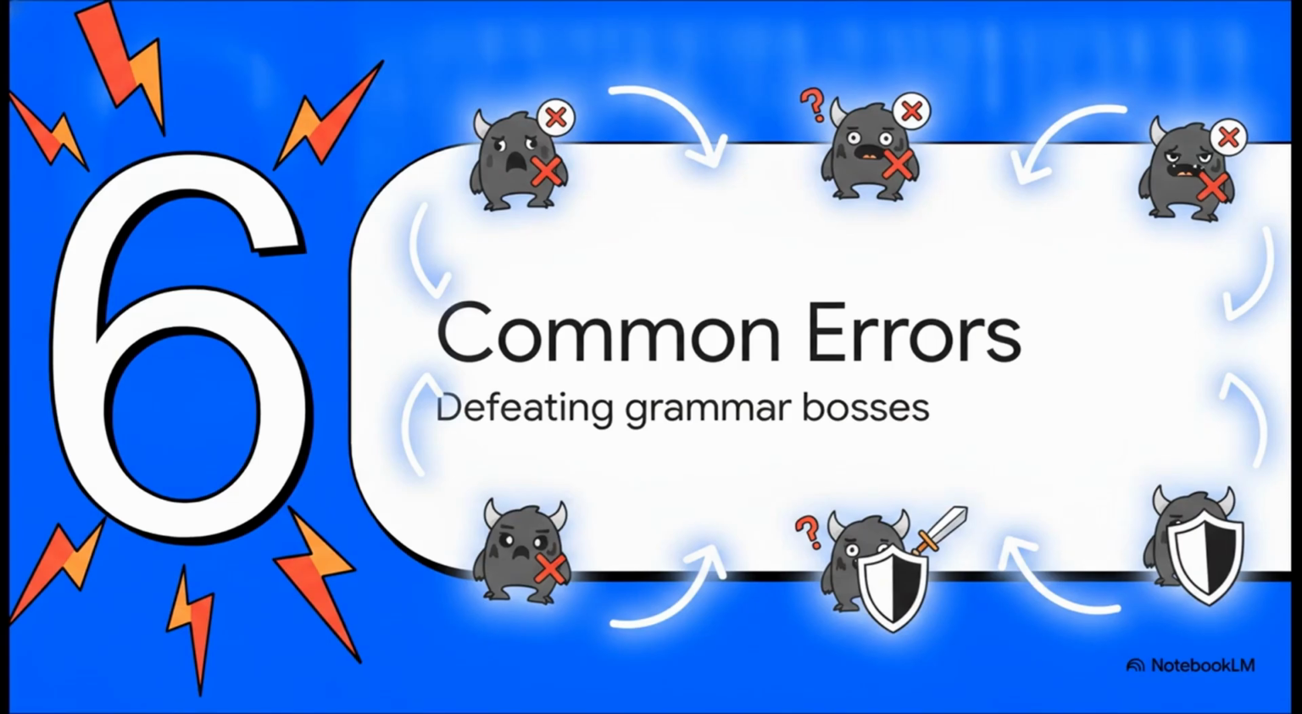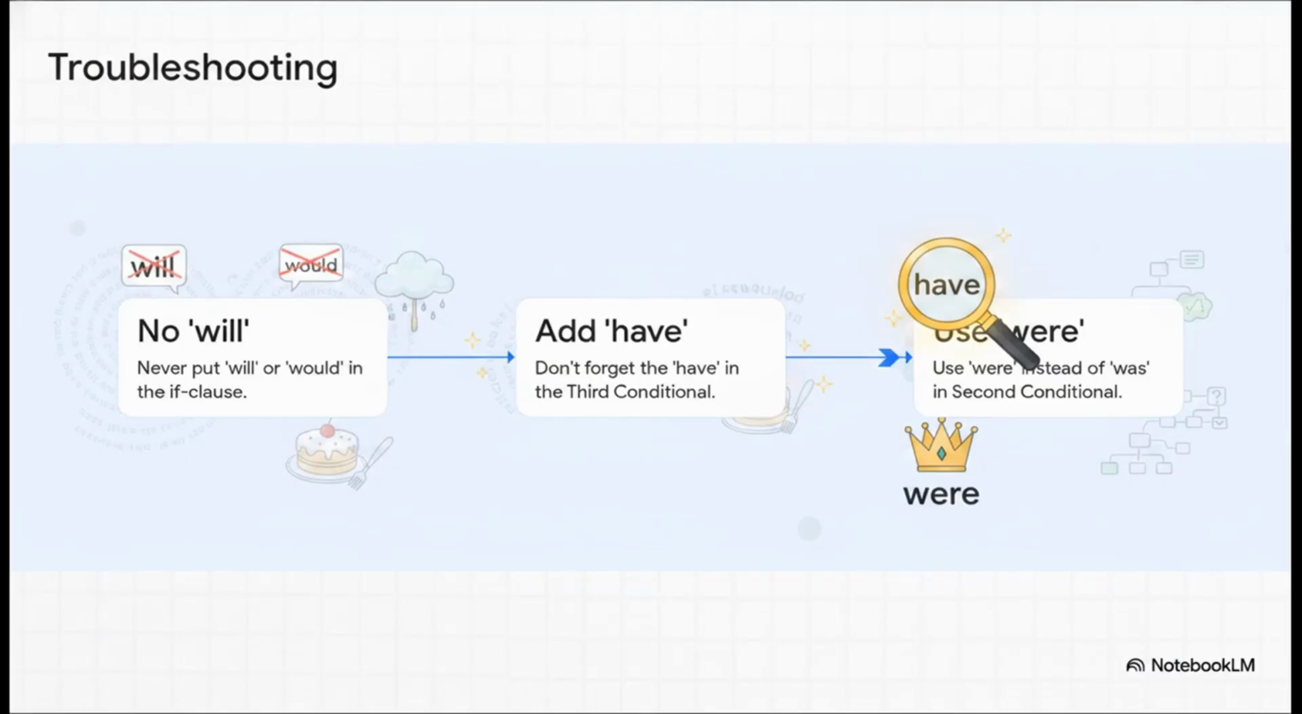Section 6. Common learner errors. Defeating the final grammar bosses. Let's run through a rapid-fire troubleshooting sequence to help you defeat the biggest traps. Number 1. Never ever put will or would inside the if clause itself. It's if it rains, I will go. Definitely not if it will rain. Number 2. Don't forget the have in the third conditional. It is I would have baked a cake, not I would baked.